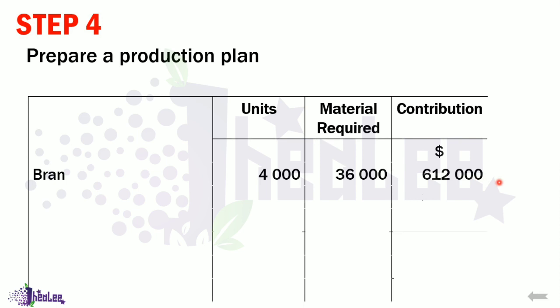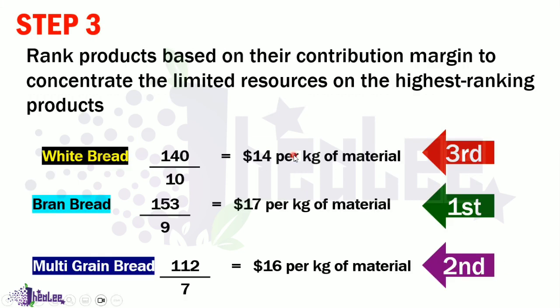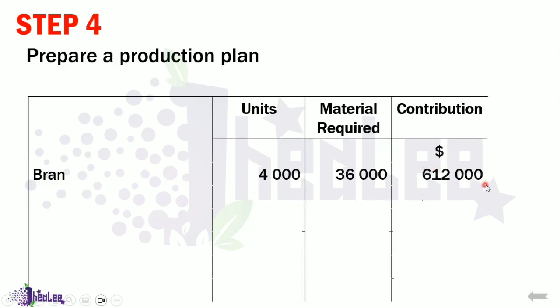There's another method that could be used, and that is to use the material required multiplied by the contribution per limiting factor, which is $17, and that will still give you the value of $612,000. So whether you want to use the number of units multiplied by the contribution margin per unit to get the contribution margin, or you want to use the material required multiplied by the limiting factor per unit, you'll still get the result of $612,000 for the contribution margin where the business will be producing the bran bread. So that will be the contribution margin the business will be generating from producing the 4,000 bran bread.